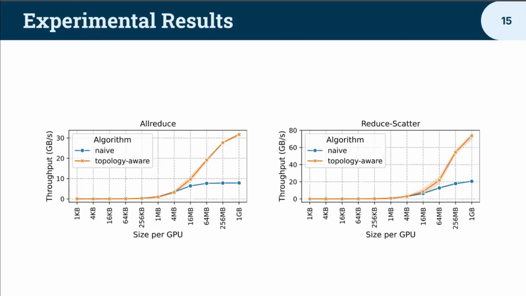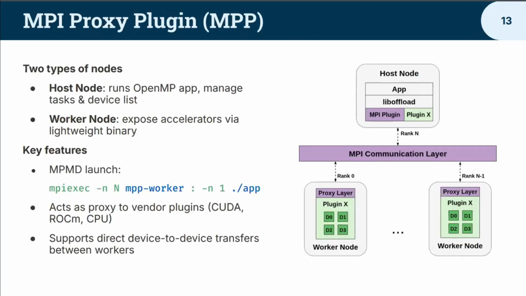All right, I have a question about your MPI plugin too. I know that there used to be a Google RPC based remote offload plugin that would offload over the network. Do you have any plans to upstream that and contribute it to the LLVM project as an option? Yes, we do.